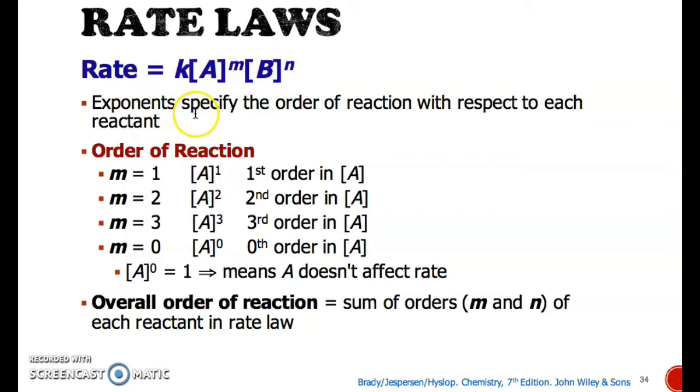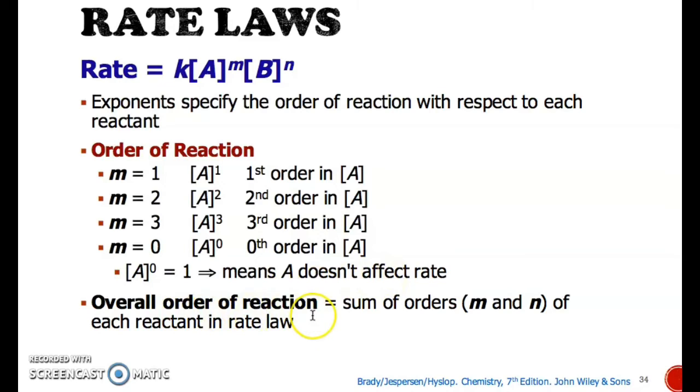So exponents specify the order of reaction with respect to each reactant. Order of reaction: look at this, if m is equal to 1, this is first order. If m is equal to 2, second order. If m is equal to 3, third order. And if it is 0, it is zero order, and this means it does not affect the rate.